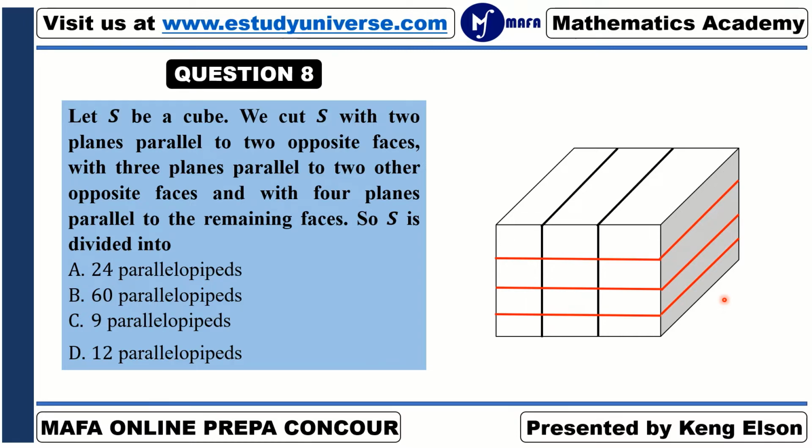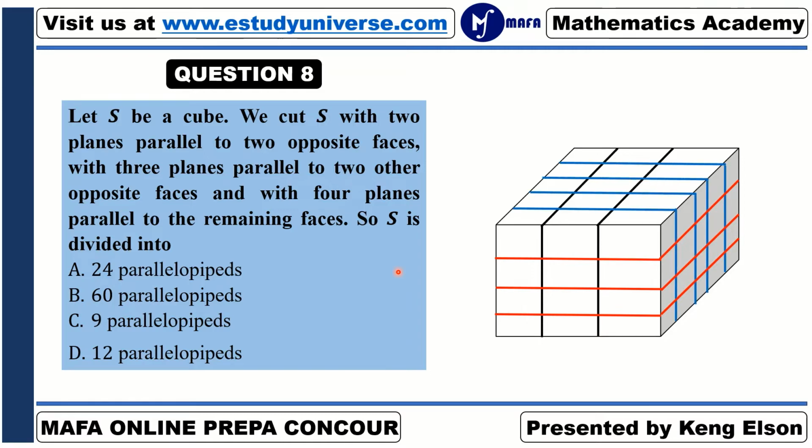Okay, and lastly, we now have to cut S with 4 planes parallel to the remaining faces. So the remaining faces are now the front face and the back face. The front face and the back face are vertical faces. So we are going to use vertical planes. There are 4 planes that we are going to use. So we have the first plane, the second, the third, and the fourth.